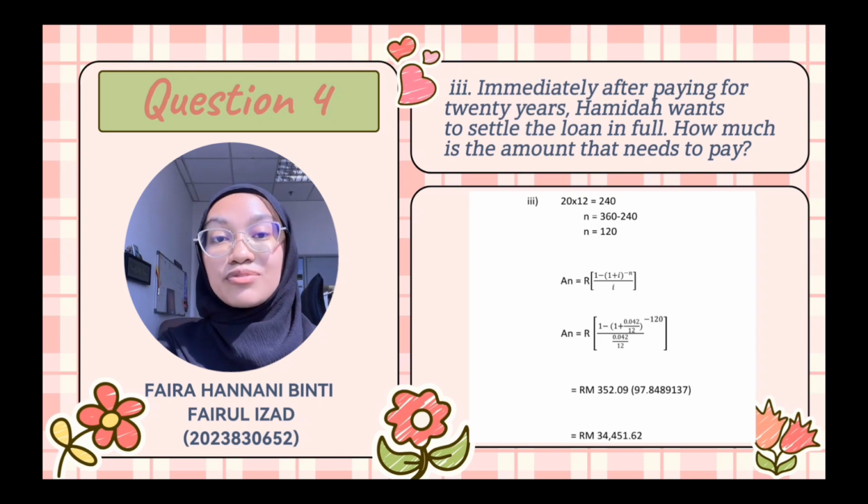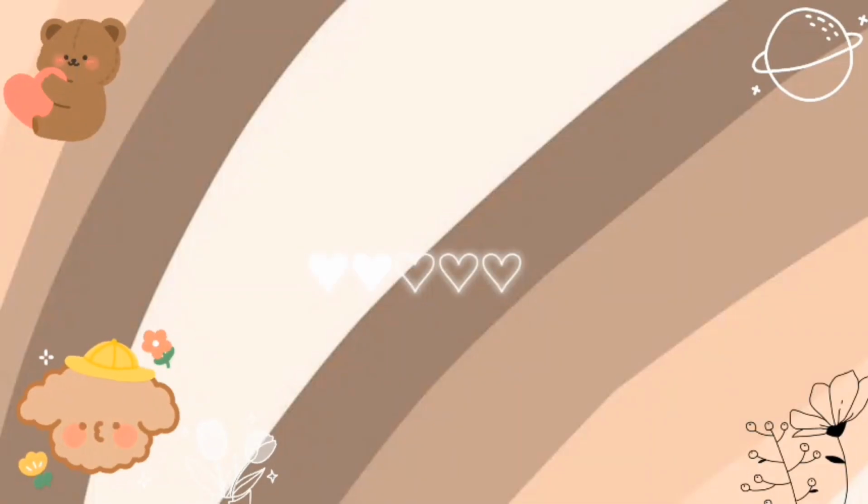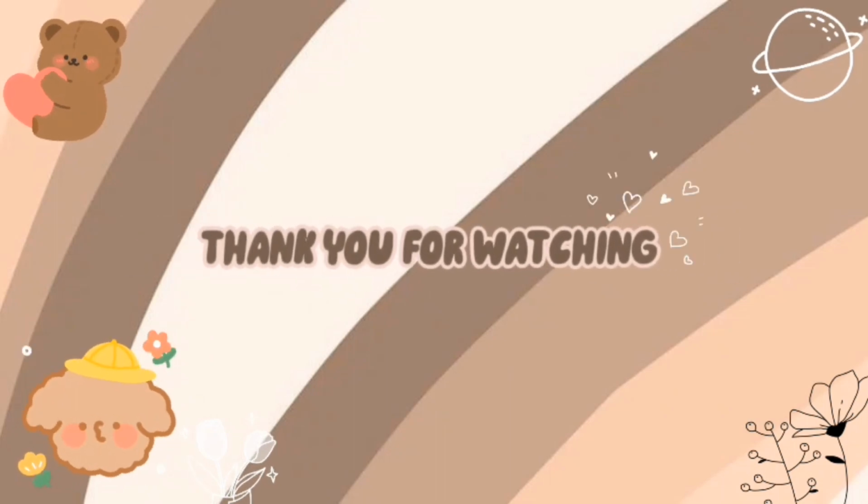Then we will use the same formula as question 1, which is A equals R open bracket 1 minus open bracket 1 plus i close bracket to the power of negative n over i close bracket. After we substitute all the information in the equation once again, we will get A equals 34,451 ringgit and 62 cents.